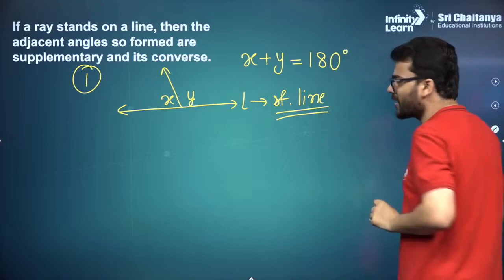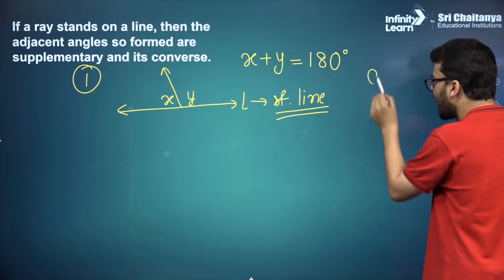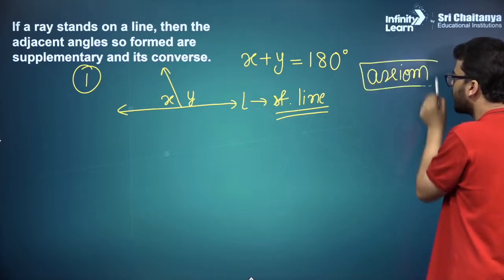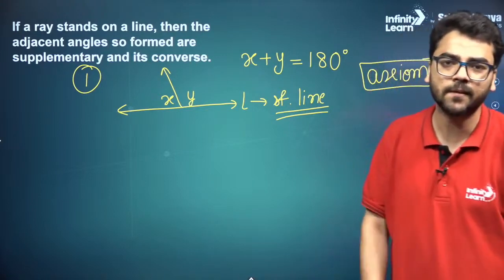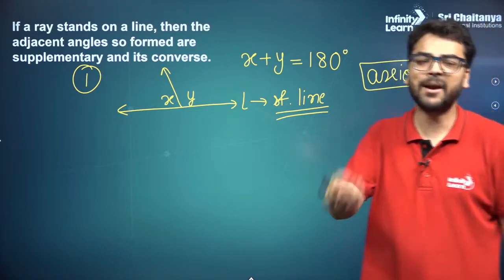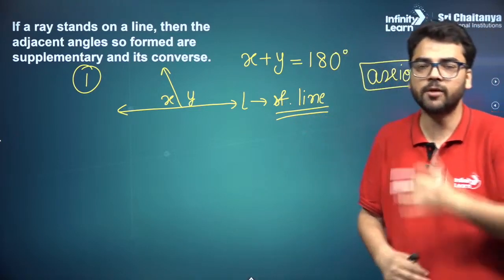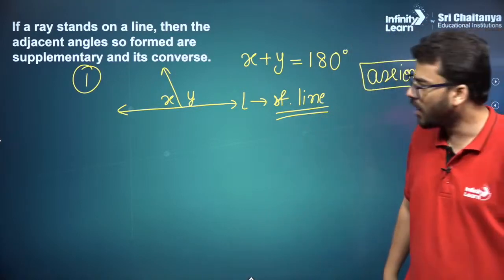Now you will ask, what is the proof of it? There is no mathematical proof of this. This is an axiom. This is called the linear pair axiom. So there is no mathematical proof of that. You cannot prove why the sum of the angles in a linear pair is 180 degrees. It is an axiom. You can practically justify that, but you cannot mathematically prove it like a theorem, because that is not a theorem. I hope it is clear.